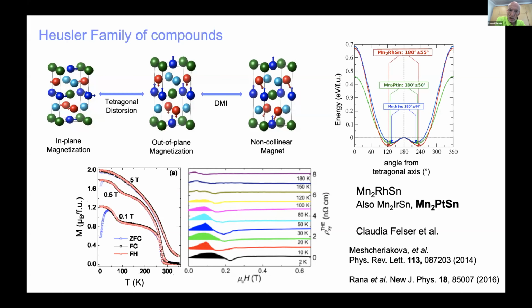So what makes a Heusler compound a Heusler is that it consists of 4 interpenetrating FCC lattices, typically involving 2 lattices of manganese. And the manganese moments, you can see in the middle cartoon, are shown in blue and red. And these systems are ferrimagnetic.